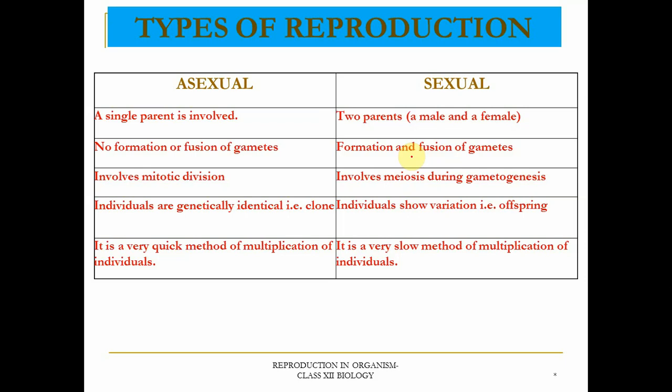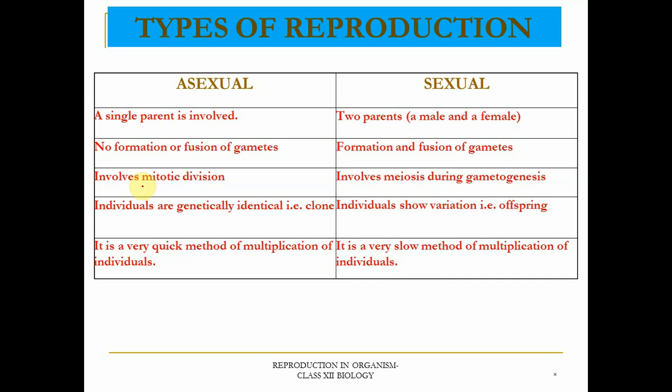So in asexual, if no gamete formation and no fusion takes place, it means fertilization is also absent. So in sexual, gamete formation, fusion and fertilization always take place. In asexual, only mitotic division takes place. It's a kind of cell division. All of you know, right? What is mitotic division?